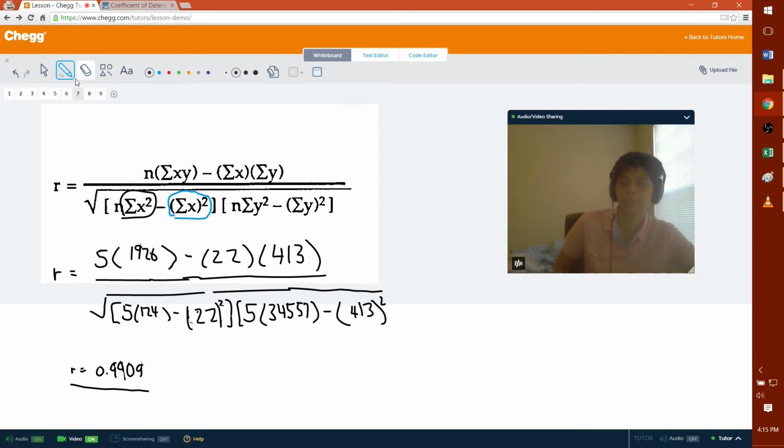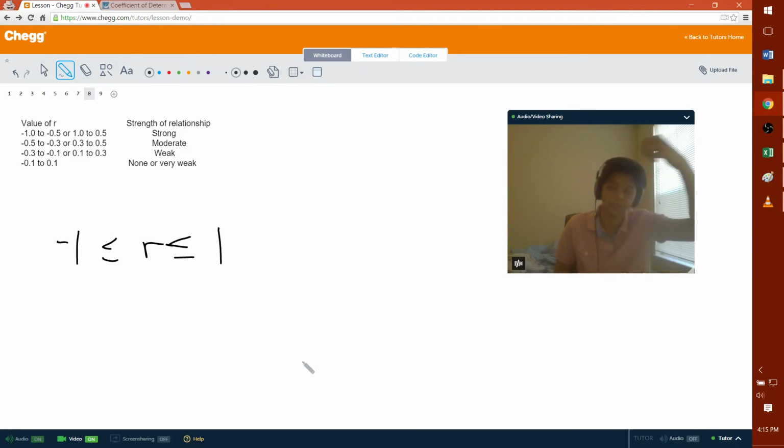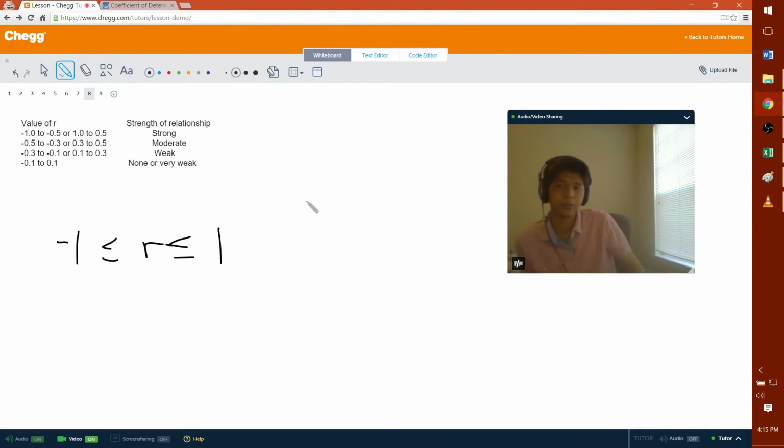So before we proceed on and calculate our R squared, I want to do a quick review of what this R value means, this correlation coefficient. So remember that R values go between -1 and 1, right? Which means it can't be outside those ranges. And do recall that any R value greater than 0 means the linear relationship is positive, while any R less than 0 means the linear relationship is negative.